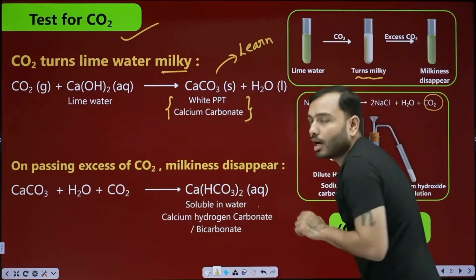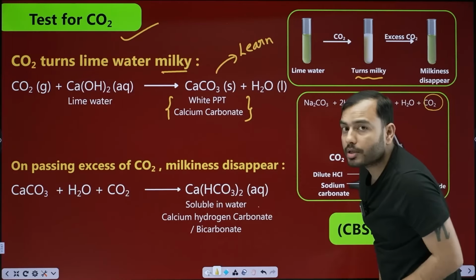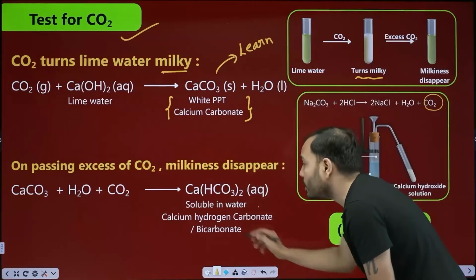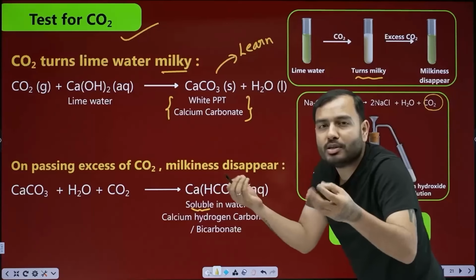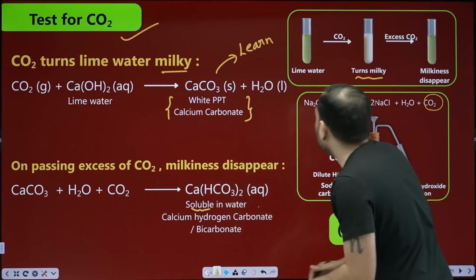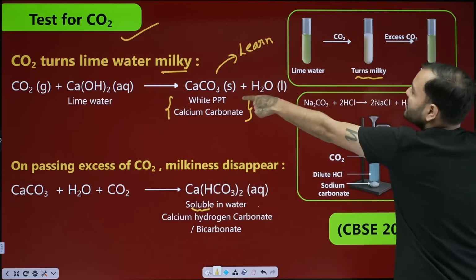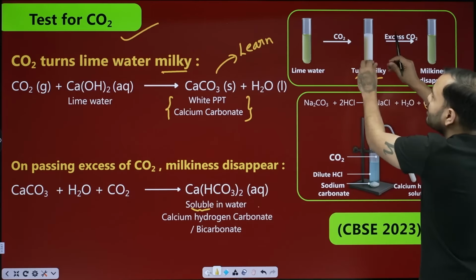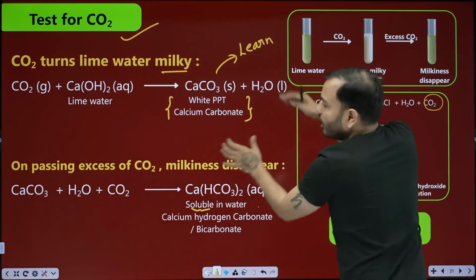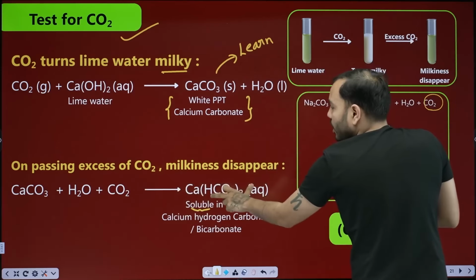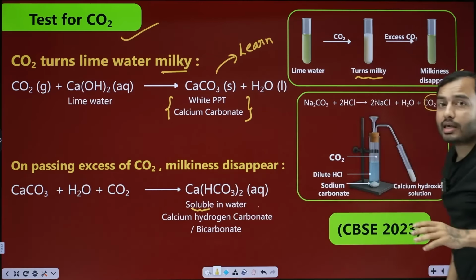Calcium hydrogen carbonate, Ca(HCO3)2, can also be called calcium bicarbonate. This is soluble, which means the precipitate that was formed has now disappeared and the solution became clear again. So what happened? In lime water we added carbon dioxide and it formed a white precipitate of calcium carbonate, which is milky. When carbon dioxide is in excess, this soluble compound is formed, so the milkiness disappeared on passing excess CO2.